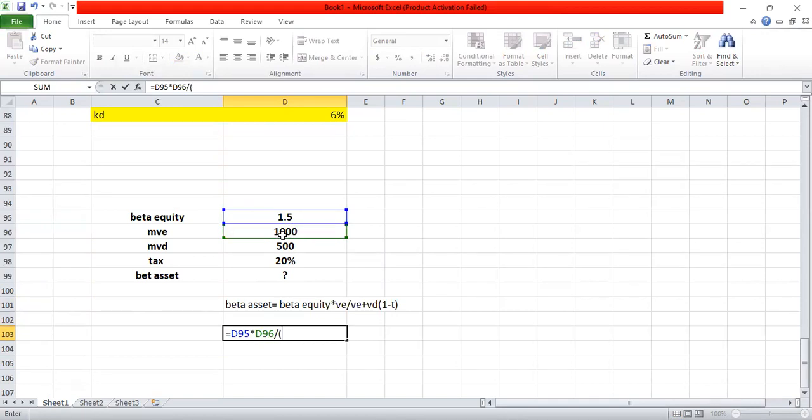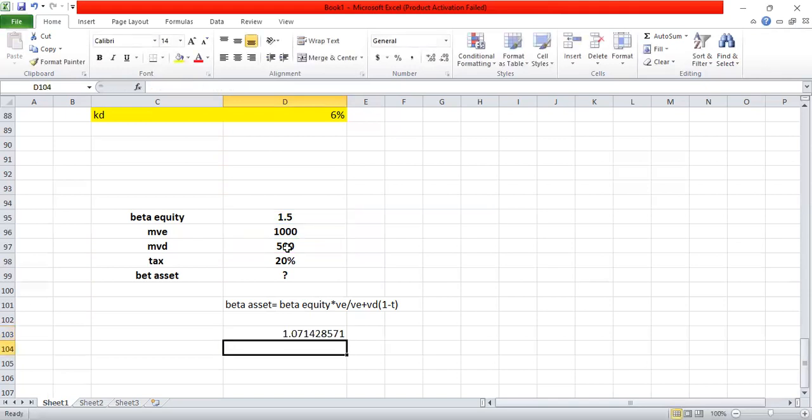divided by bracket open. Value of equity, how much? 1000 plus value of debt is this one. Then with this figure, we have to multiply by 1 minus t, and that will be the 0.8. So guys, this is the beta asset calculation. Now just reverse the things.